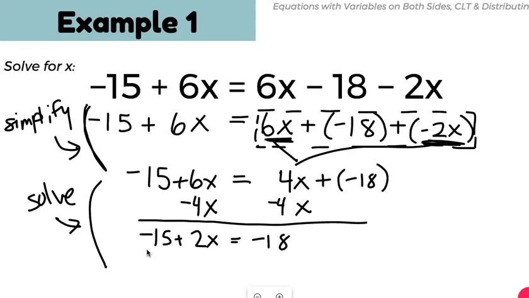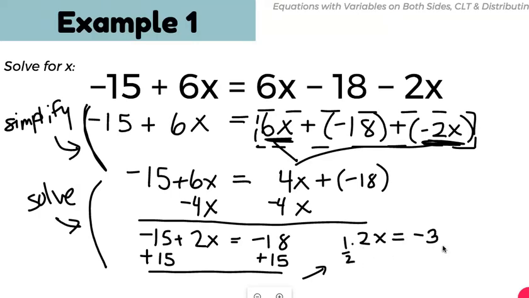And then I just start solving. I move my variables to the left, so my constants are going to go to the right. I ran out of room. I get 2x equals negative 3. X equals negative 3 over 2. So the only thing happening here is we just have a simplification step. And once we simplify, it looks pretty familiar from this step here.